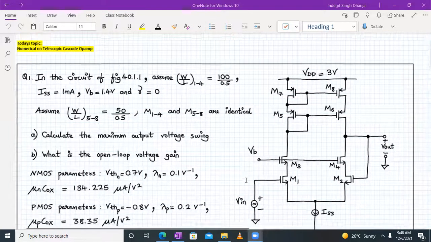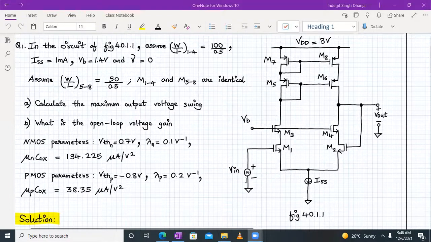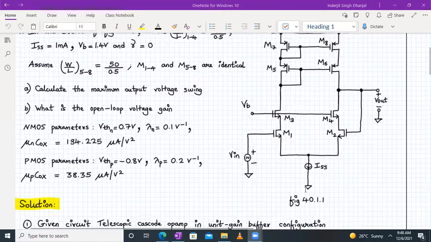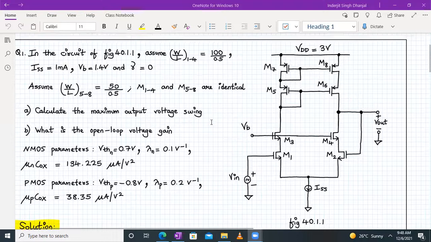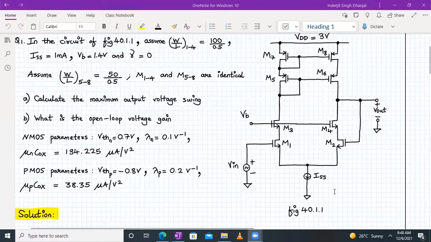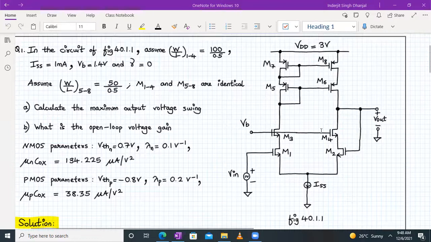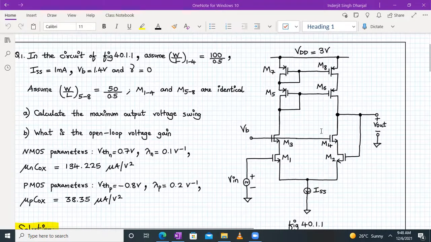So let's begin. In the circuit of figure 40.1.1 that is shown over here, we have to assume W by L of 1 to 4, that is M1 to M4 transistors, is given as 100 divided by 0.5. The ISS value, the current source value, is around 1 milliampere. The VB value, the biasing voltage for M3 and M4, is around 1.4, and gamma is given as 0. That means no body effect.